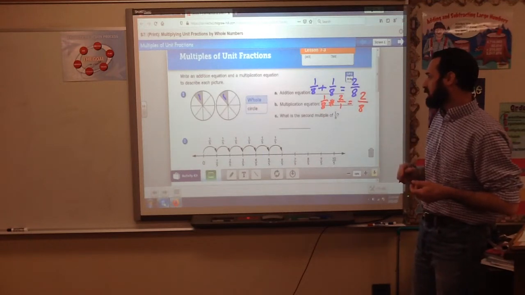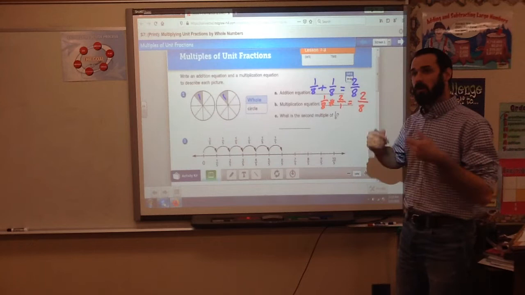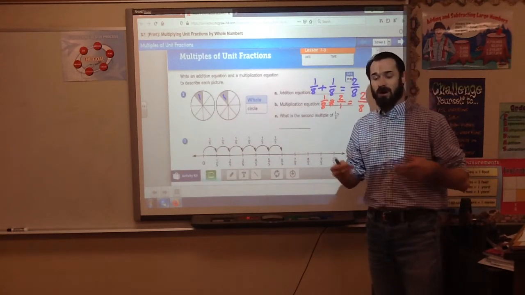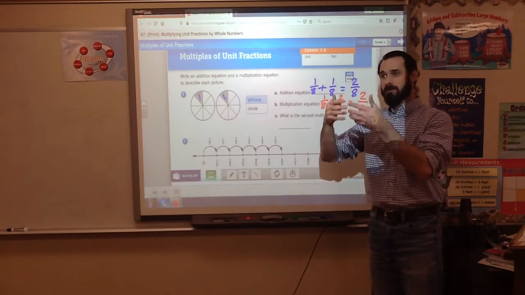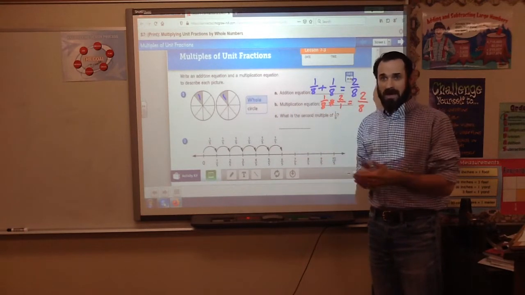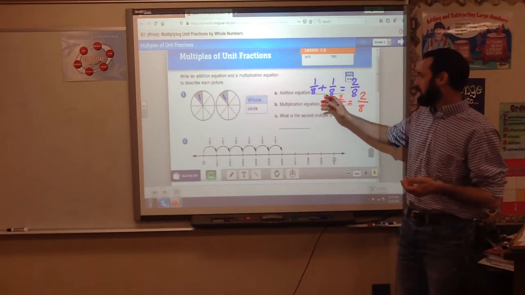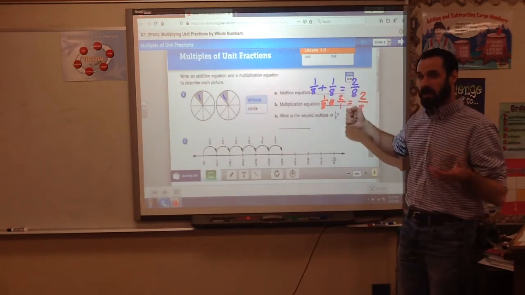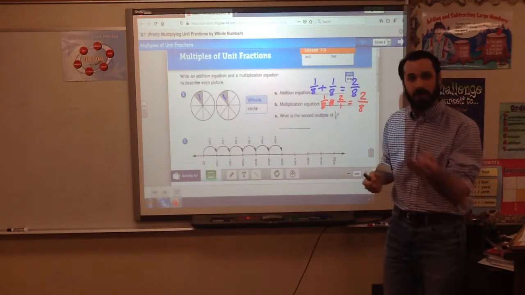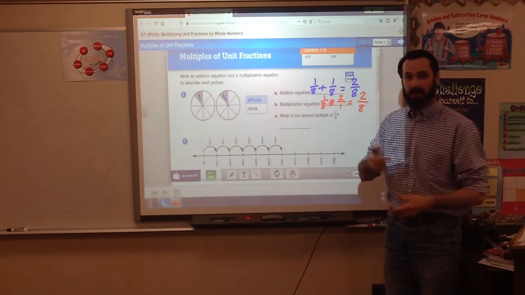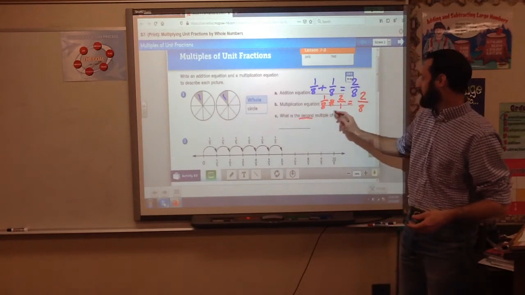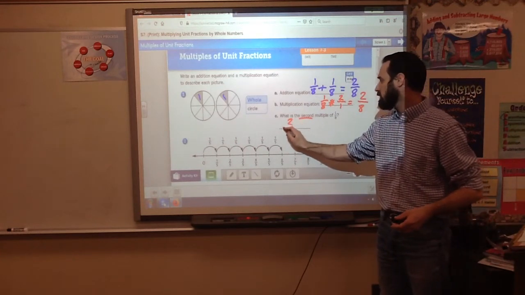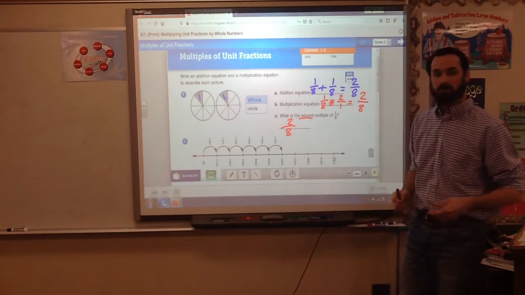So the second multiple, remember, multiples are the numbers you say when you skip count by a number. Fractions are a part of a number. They are a number. They're a fraction of a number, for lack of a better way to put that. So when you're counting by multiples of 1/8, you'd be counting by 1/8: 1/8, 2/8, 3/8, 4/8, 5/8, 6/8, 7/8. This is the second multiple because we did it 2 times. So the second multiple of 1/8 is 2/8. Make sense?